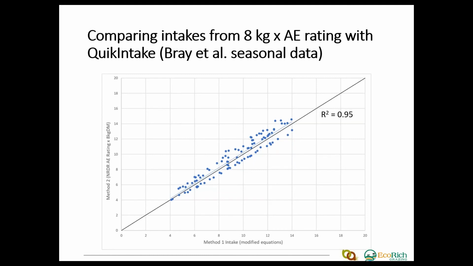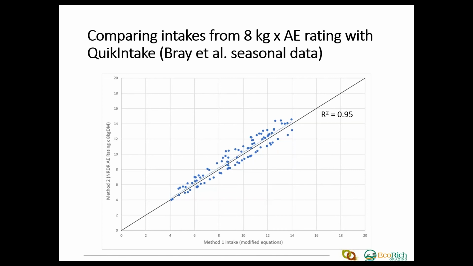And then on the y-axis, we use the unmodified equations, or the full feeding standards equations, to calculate the AE rating of those animals, and then applied a fixed intake constant of 8 kilograms of dry matter per AE per day to them. And as we can see there, they sit pretty well along the line. That's the R squared of 0.95 Col mentioned earlier. So that was a pretty good match by taking the two different approaches: directly to intake through the modified equations, or calculating AE and applying an intake constant from the original equations.